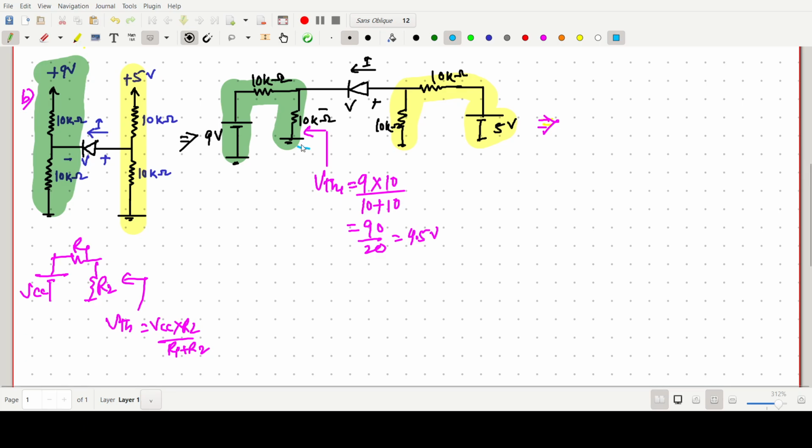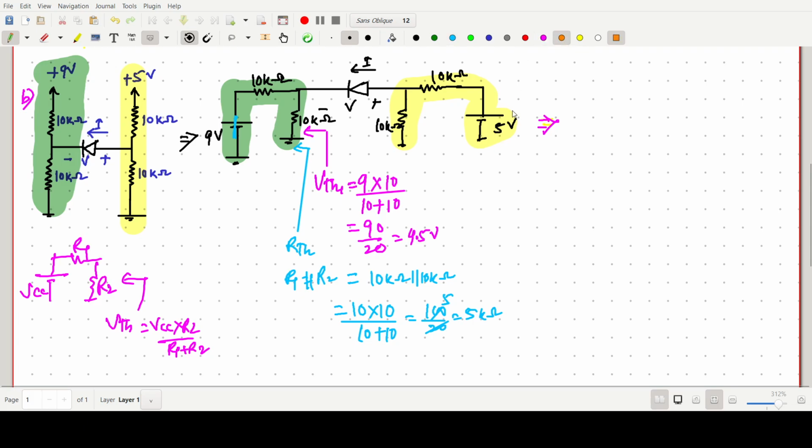Now next we have to find the equivalent RThevenin. So RThevenin is R1 parallel with R2. These two resistors will be in parallel by keeping this one as a short. Both have the same resistance, 10 kilo ohm parallel with 10 kilo ohm. So it should be 10 into 10 by 10 plus 10, so it should be 100 by 20. So this one will be 5 kilo ohm. Okay, this part is over.